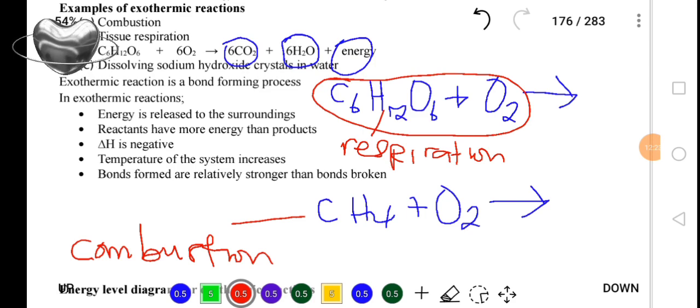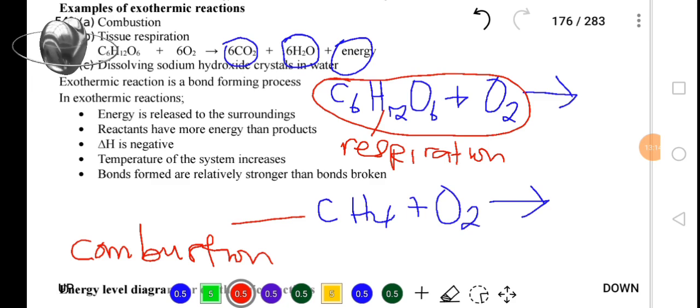In each case, oxygen is involved. Now, what is the difference between tissue respiration and combustion? When you meet that question, because both of them are exothermic reactions, that is the similarity. What is the similarity between combustion and tissue respiration? In both, heat is given out to the surrounding, and in both, oxygen is involved. Now, what would be the difference?